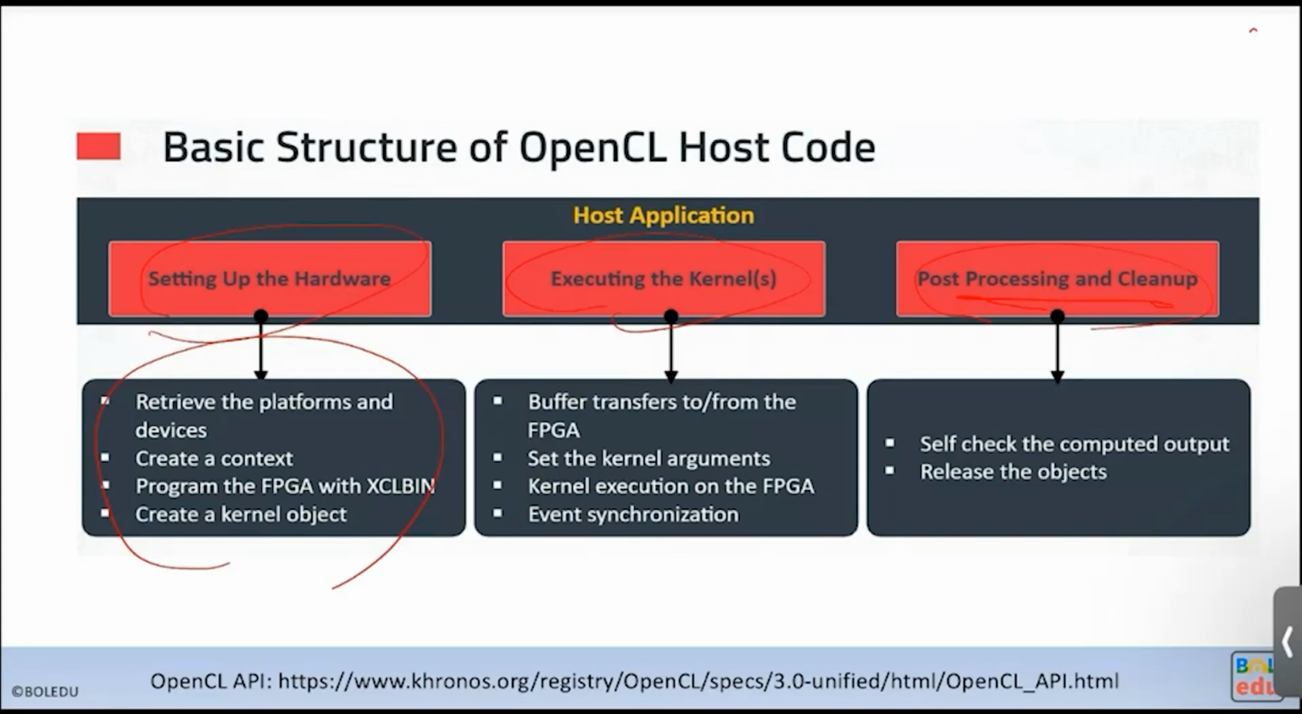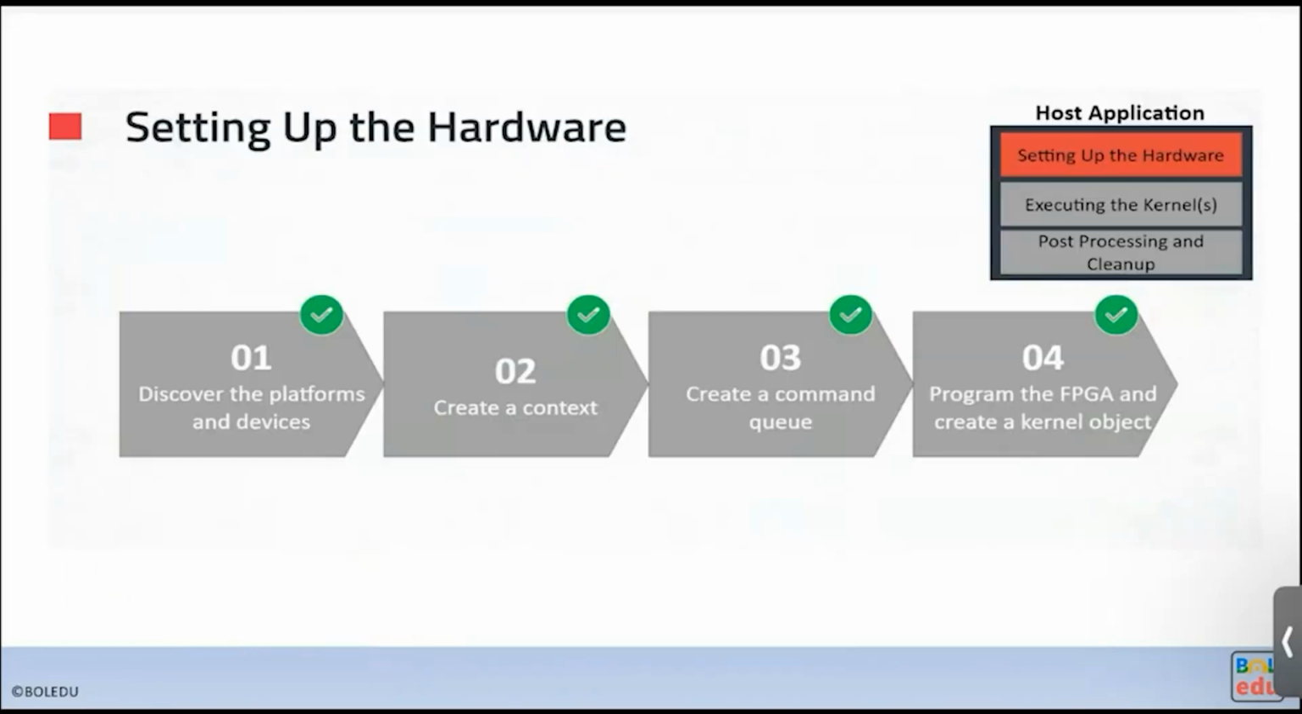Setting up the hardware, you have to identify the platform, create a context, and then program the FPGA, and then create kernel objects. So you have some idea from the previous slide. Let's look at the actual API code. So that's the steps. Let's look at here.